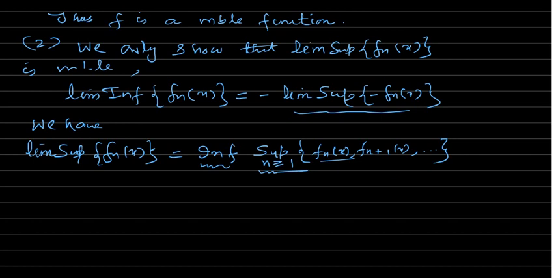मीट एंड जॉइन, और हम इसको ऐसे भी लिख सकते, इट्स इनफिमम ऑफ सुप्रीमम्स ऑफ fk(x) where this k is greater or equal to n, and n is greater or equal to 1. It is the supremum of these things, fk(x), where k is greater or equal to n.